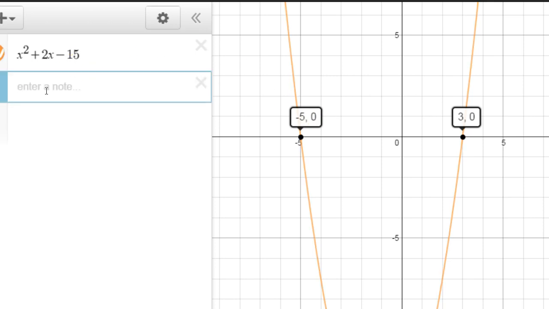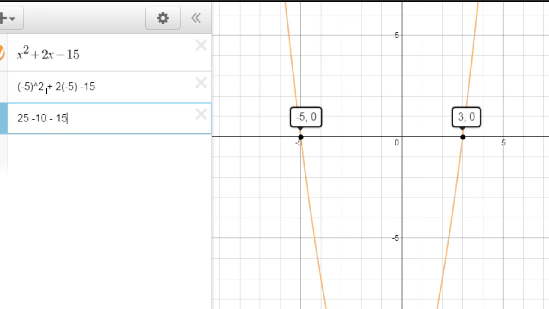So let's try it out. If I start plugging it in, negative 5 squared plus 2 times negative 5, and then minus 15. So this should be 25 minus 10 minus 15. If you take a look at that, that is actually 0. So negative 5 is a solution for this quadratic equation. We're going to take a more in-depth look at this and what these are. Let's try it out with the 3.